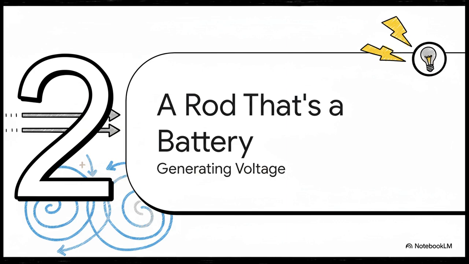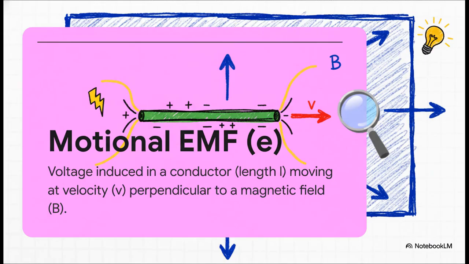All right, so we know how one single charge behaves. Now let's zoom back out. What happens when you have a whole rod just filled with trillions of these charges and they're all moving together? Let's find out. Just like our credit card, when you move a metal rod through a magnetic field, you create a voltage across its ends. The rod literally becomes a temporary battery. And the formula for it?